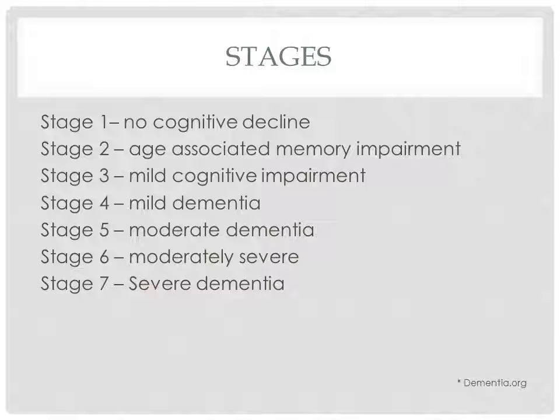The last stage is stage 7. It is severe dementia with the loss of motor skills, and progressively they lose their ability to speak. Dementia.org states that in the final stage, the brain seems to lose all its connection with the body. Severe dementia frequently entails the loss of verbal and speech abilities.